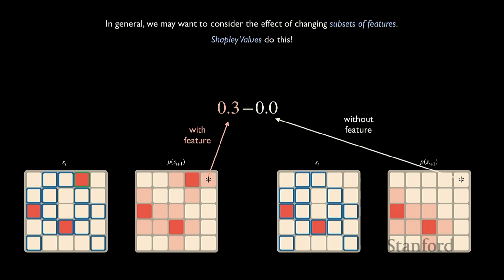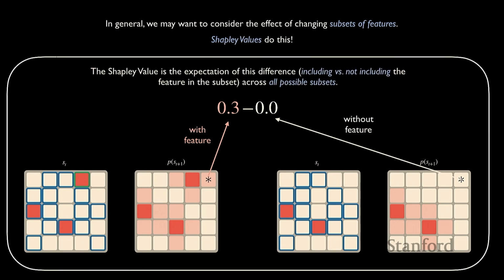Okay, and so basically what we're doing for Shapley values, it can be a little bit difficult to wrap your head around, but we want to take the expectation of this difference, including versus not including, across all possible subsets. So here we did this subset, imagine we ran it 30 times, computed this difference all those 30 times, got some value, and then we want to take all possible subsets and do this same thing.